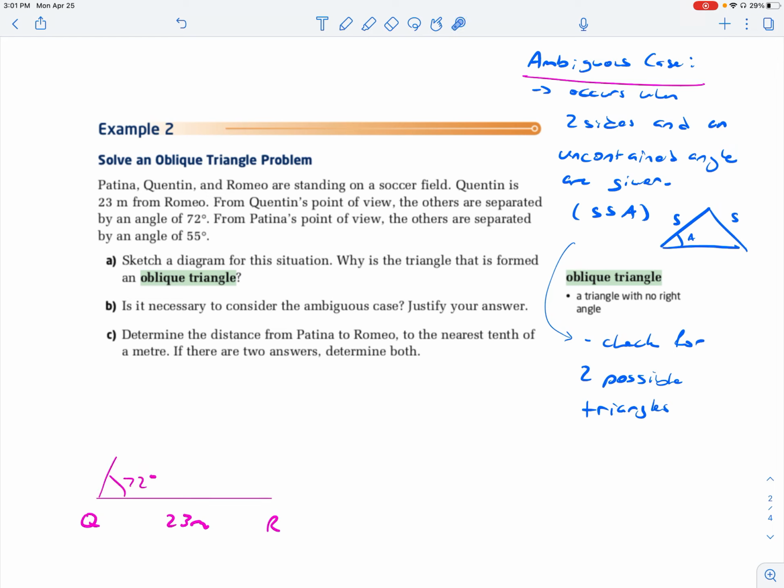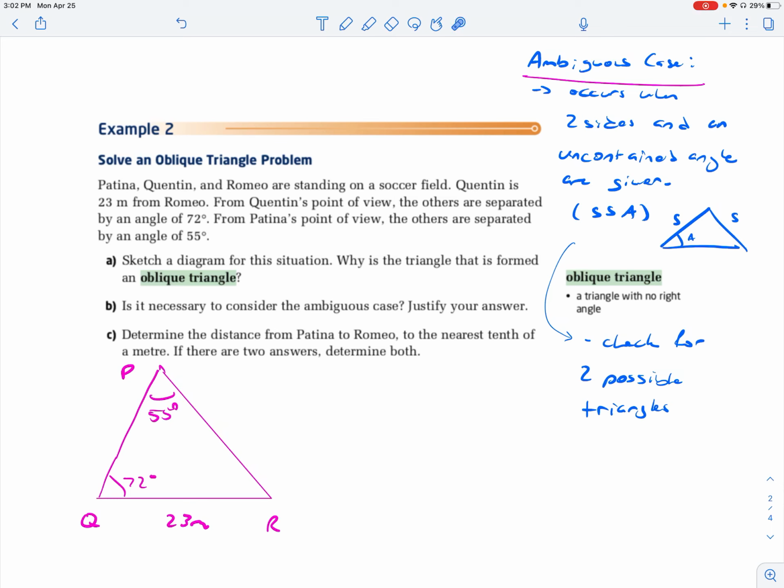From Patina's point of view, Patina is going to be somewhere up here. It says the others are separated by an angle of 55. So P is up here, and we have an angle of 55 there. I'm going to finish drawing this. Then there to there, there's an angle of 55 degrees. All right, so there are my two given angles and a side length.